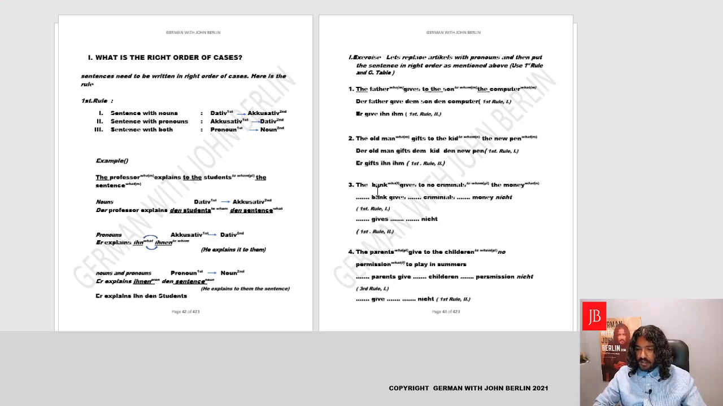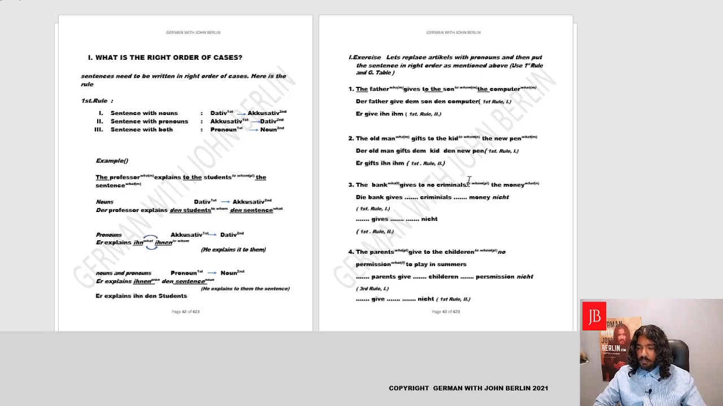Fantastic. Now we go to the third sentence. The bank gives to the criminals. The bank gives to no criminals the money. Fantastic. Yes, rightly so. So let's find out who. The bank. Yes, who is nominative. Bank is feminine. So there, der, die, das, die. We'll choose die. The bank gives to no criminals.